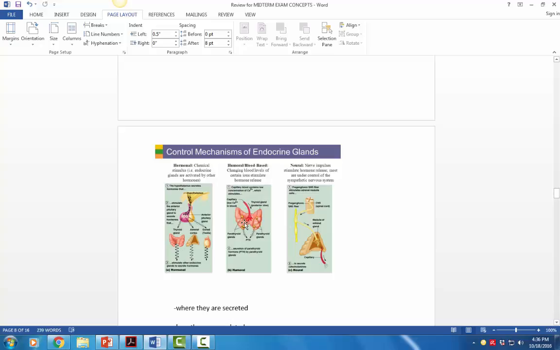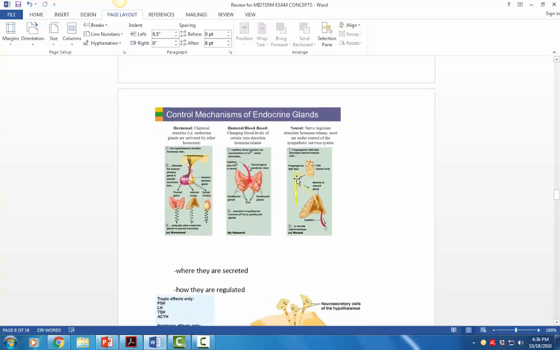And the only neural stimulus we see of an endocrine gland is that sympathetic neuron that goes to the adrenal medulla, causing the adrenal medulla to secrete norepinephrine to the blood. So here a neuron is stimulating this endocrine organ. Here something in the blood is stimulating the endocrine organ, and here a hormone is acting on those endocrine organs. So there's hormonal, humoral, and neural stimulation of endocrine organs. Where hormones are secreted, remember they're always secreted to the blood.